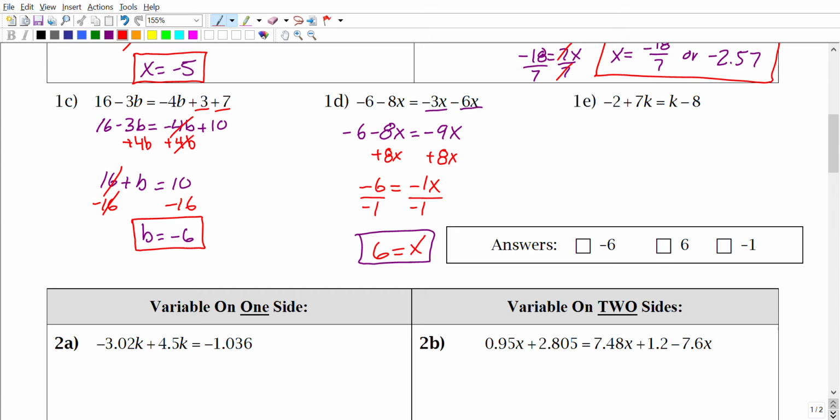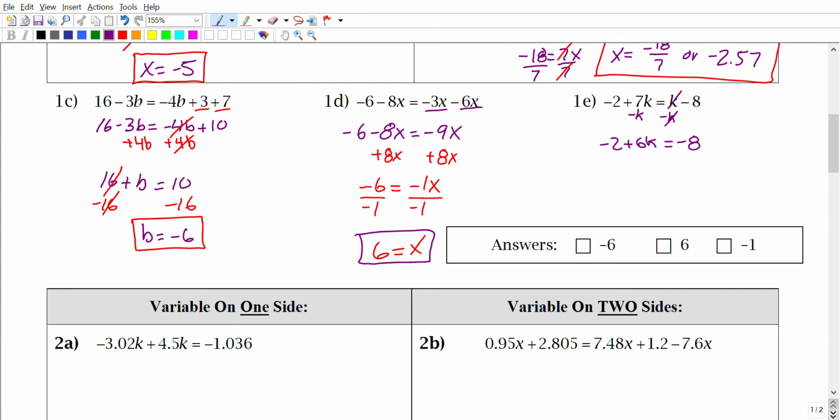We got negative 2 plus 7k equals k minus 8. So, can I combine anything on either side of that equal sign? Well, let's double check. Negative 2 does not combine with 7k, and k does not combine with negative 8. So I can't combine anything now. So all I'm going to do is get rid of the smallest variable term, which was the k. So I subtract k from both sides. I get negative 2 plus 6k equals negative 8.